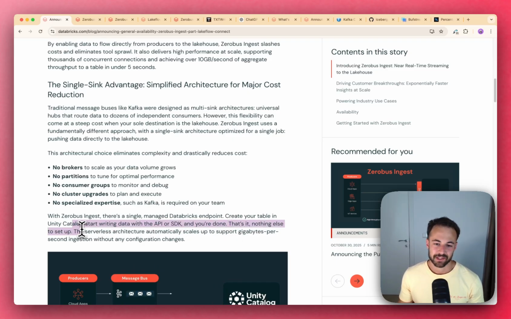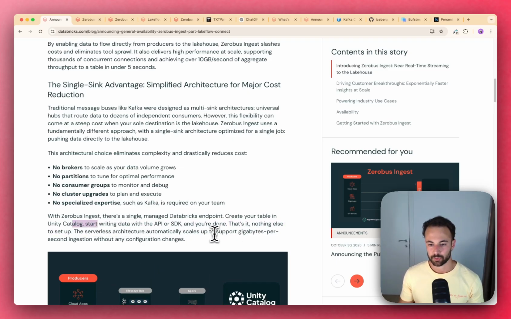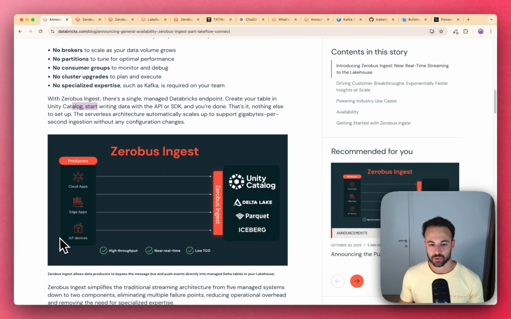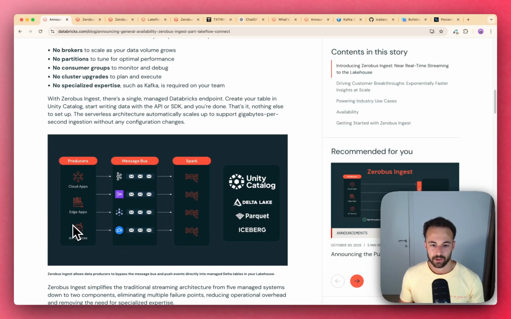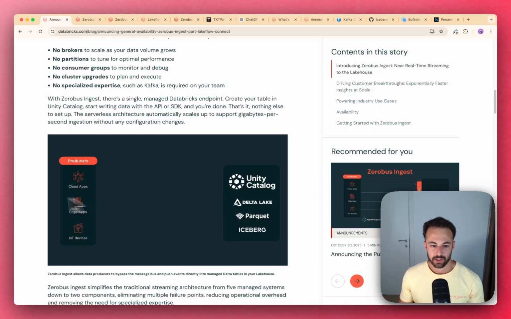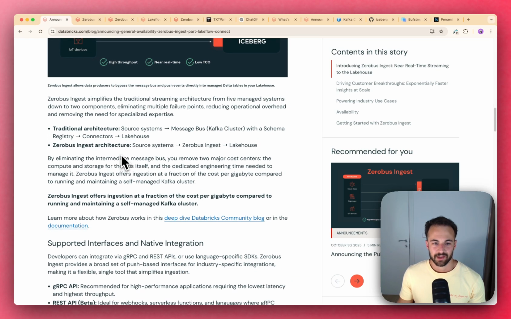Nothing else set up. The serverless architecture automatically scales up to support gigabytes per second without any config changes. And we have basically a dumb GIF here, or GIF of this. I don't want to look at it, to be honest.